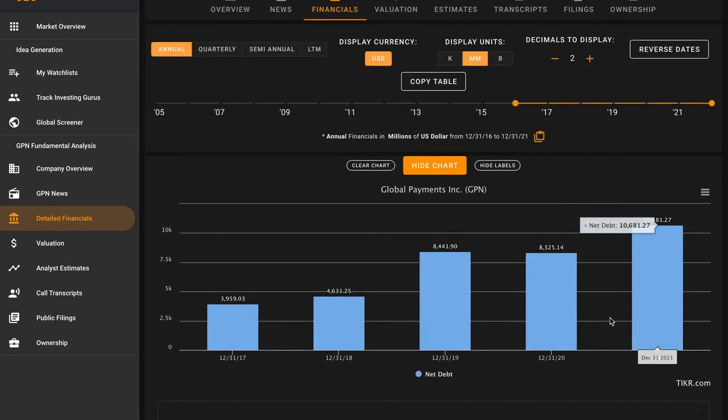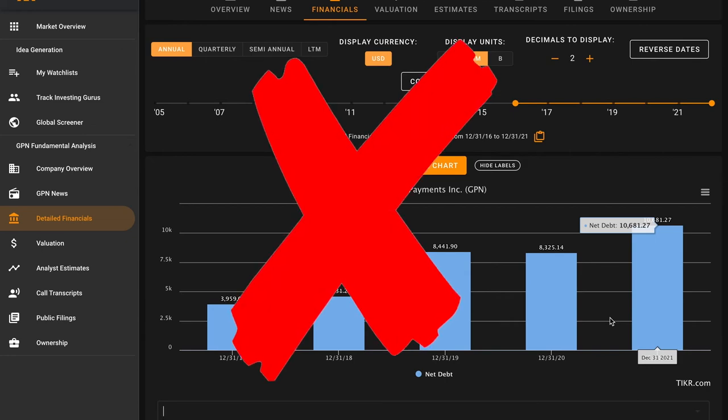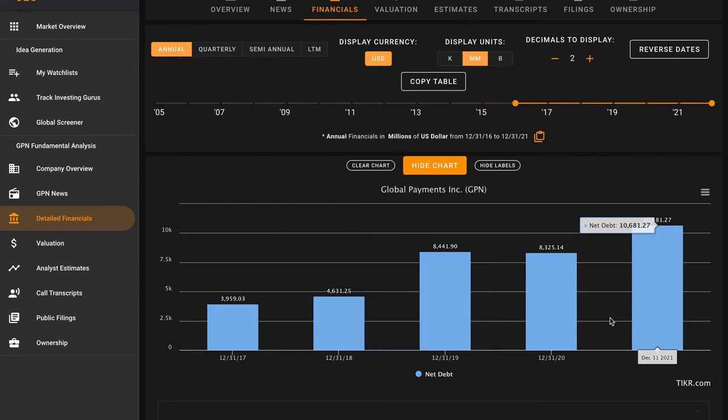Pillar number seven, we want their net debt to be below their five-year average free cash flow multiplied by five. So at the end of 2021, they had nearly $11 billion of net debt. Net debt is the amount of debt that they have after subtracting cash and cash equivalents from their balance sheet. They average about $1.3 billion a year in free cash flow. Multiplying that number by five brings us to $6.5 billion. So just over half of this net debt amount. That's going to be another X. Global Payments has higher amounts of debt than we're comfortable with.